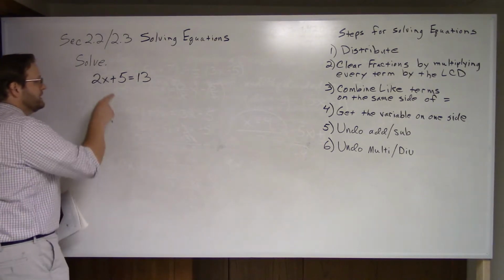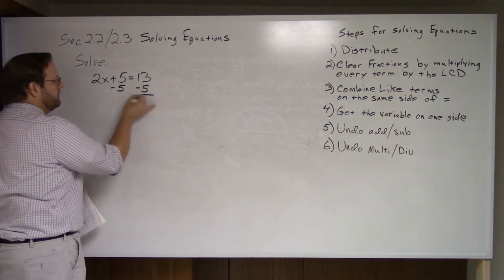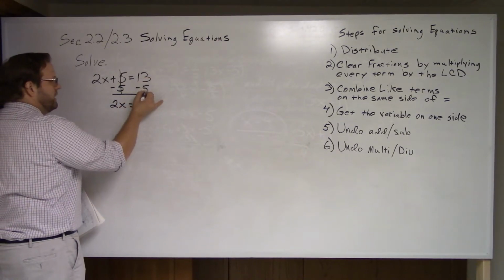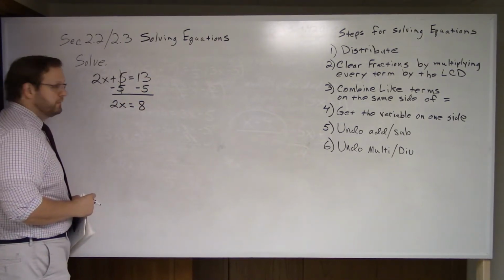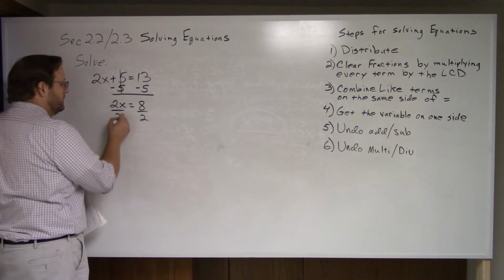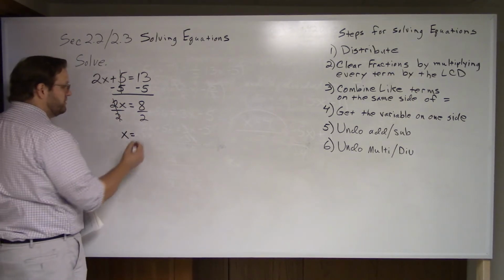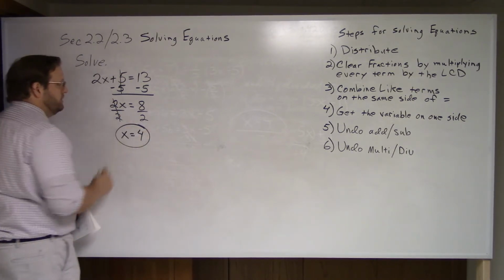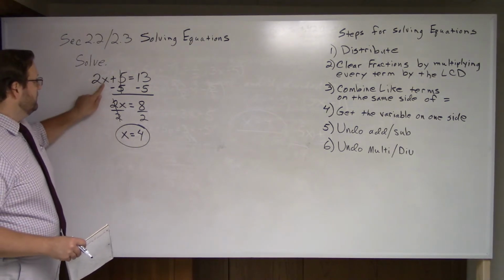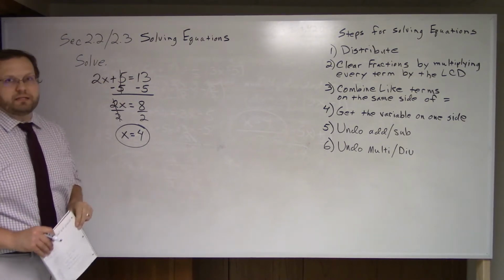Okay? Next, I want to undo plus 5 by subtracting 5. I got 2x coming down. 13 minus 5 is 8. And then I undo 2 times x by dividing by a 2. And now here, 8 divided by 2 comes out nicely, and you get a 4. If you want to check, you would take that 4 and plug it in. 2 times 4 is 8. 8 plus 5 balances out to that 13.